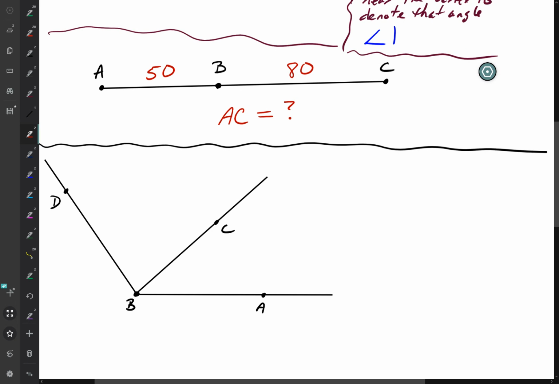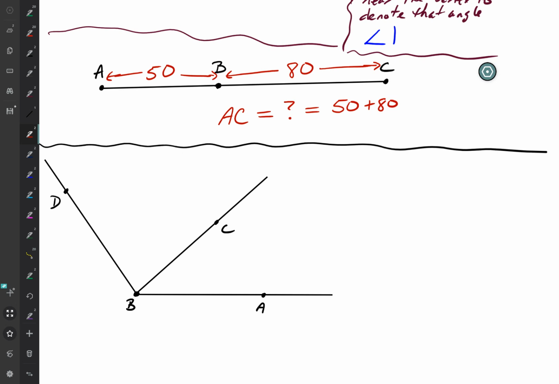130. How'd you get that? I added it. Does everybody understand that? It'd be 50 plus 80, right? Because that's that distance, correct? And that's that distance. Is everybody okay with that? Okay.